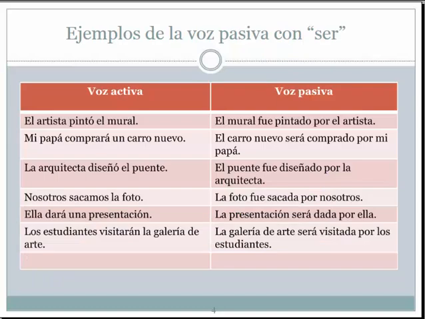Now, here's some examples. And I'm going to let you read them quickly. We'll look at the first one. El artista pintó el mural. El mural fue pintado por el artista. Mi papá comprará un carro nuevo. El carro nuevo será comprado por mi papá. You can refer to the website or the PowerPoint to see more examples here of how we could create an active construction where the agent matters, and a passive construction where the item or the action matters.